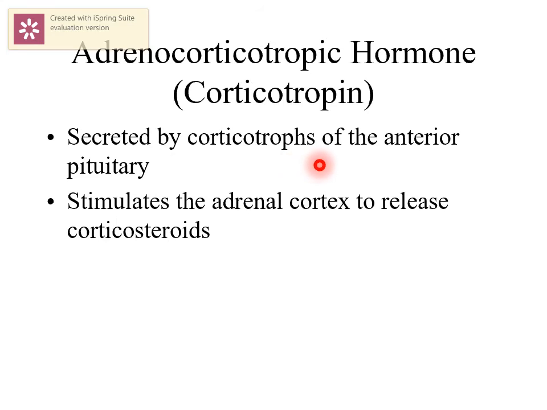So the next hormone is adrenocorticotropic hormone. This is also a tropic hormone. So this hormone acts upon the adrenal cortex, okay, of the adrenal gland. Another name for this hormone is corticotropin, and the cells that secrete corticotropin are known as the corticotropes in the anterior pituitary.